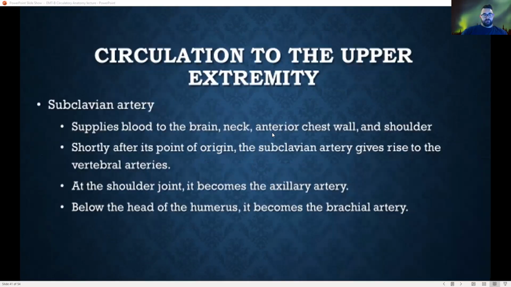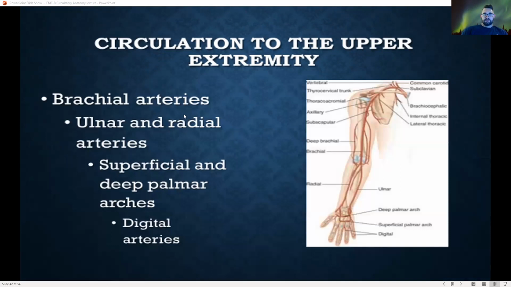All right, your subclavian artery supplies blood to the brain, neck, and anterior chest wall and shoulder. Shortly after its point of origin, the subclavian artery gives rise to the vertebral arteries. And at the shoulder joint, it becomes the axillary artery. Below the head of the humerus, it becomes the brachial artery. So you've seen how this thing changes names as it moves down your arm, right? So let's take a look at them.